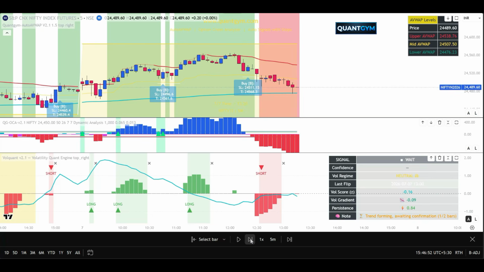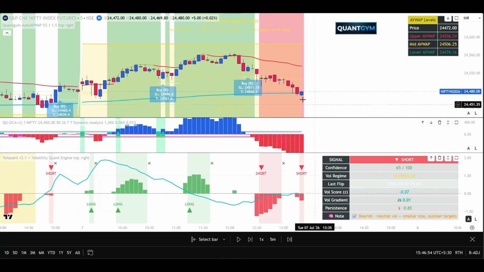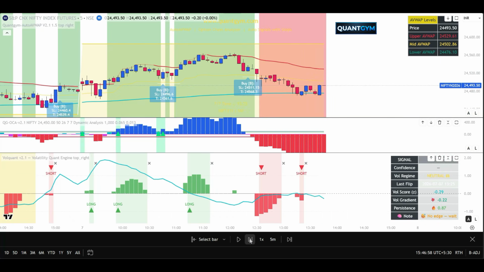And again, as I said, within 12 to 2, try to avoid expiry day trading. Market kept down, hit the lower band.